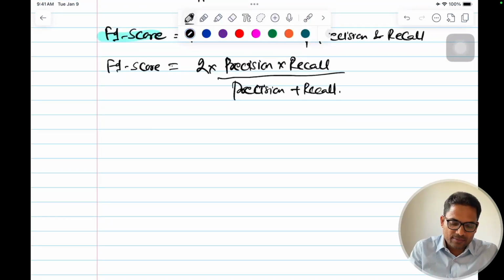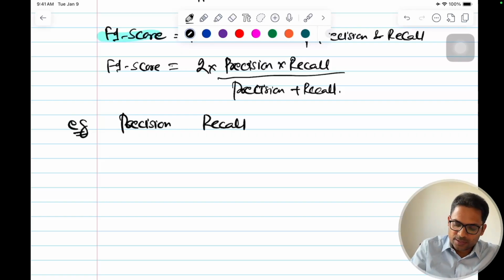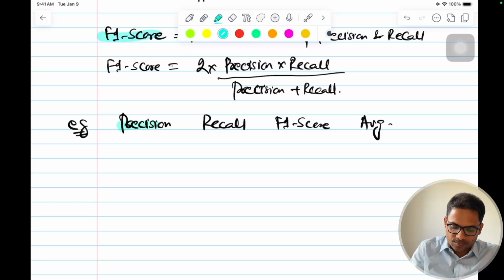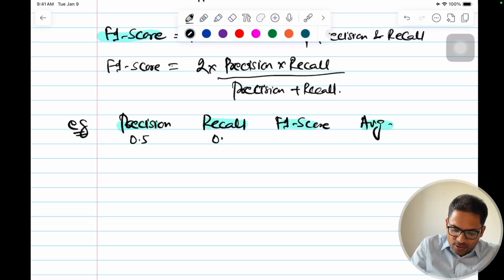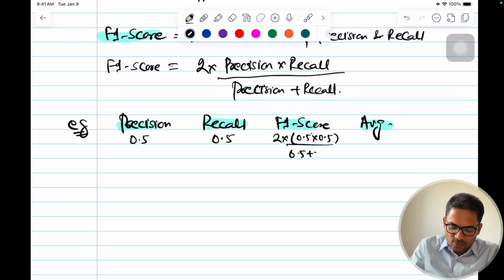For example, if I'm getting precision and recall, let me show you an example. I have a precision score, a recall, which I have got from the model's values, and an F1 score. And say I also have the arithmetic mean, or average, a common term that we already know. Say my precision is 0.5 and my recall is 0.5. So what will be my F1 score? 2 into 0.5 into 0.5 divided by 0.5 plus 0.5.